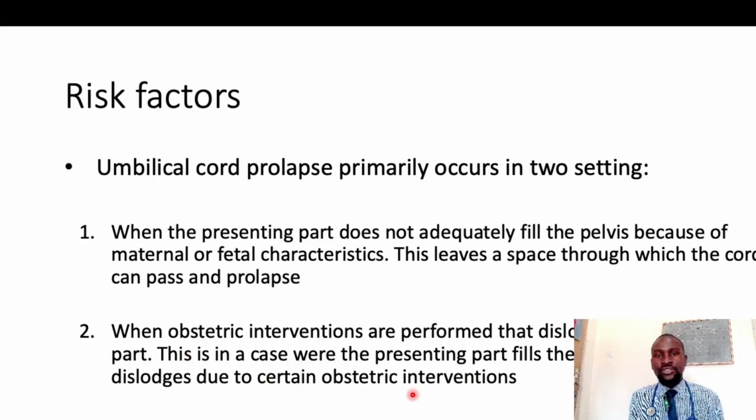And that can lead to incomplete filling of the pelvis by the presenting part. A space can be left and the cord can prolapse. Let's talk about these things. So what are these things that are falling under these categories, these risk factors?